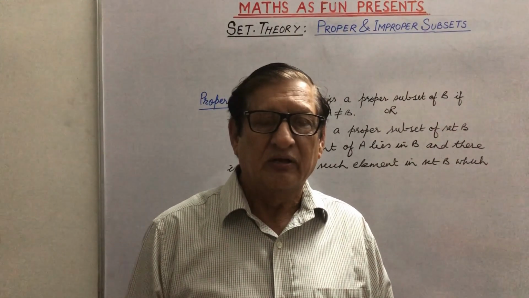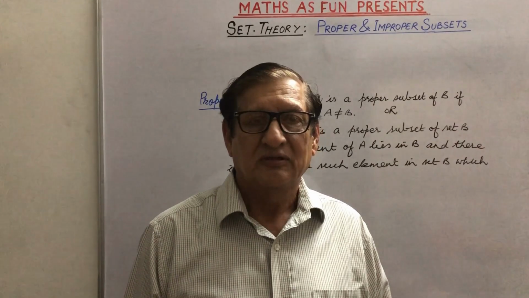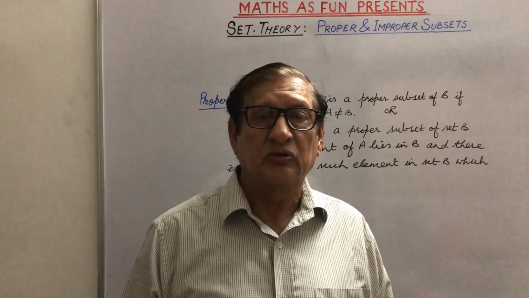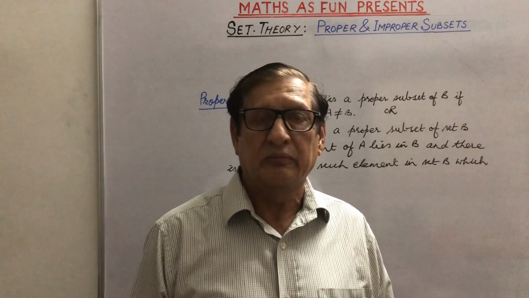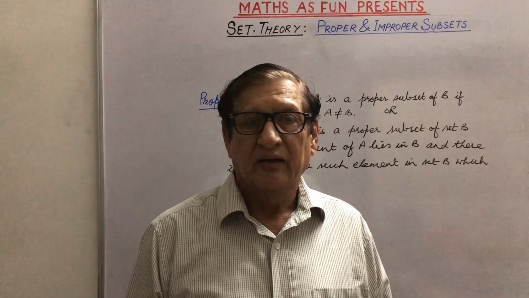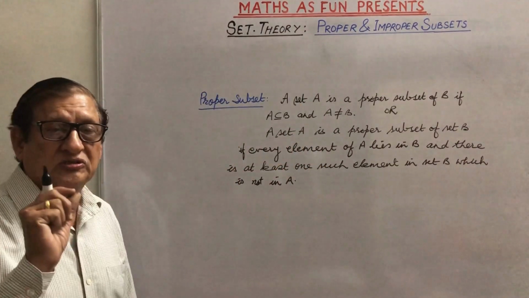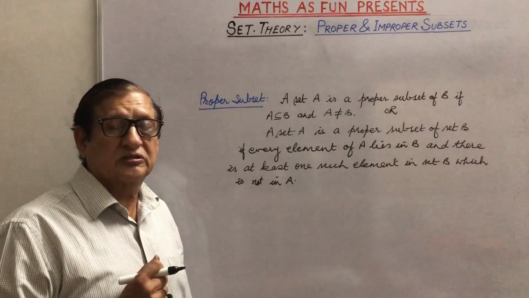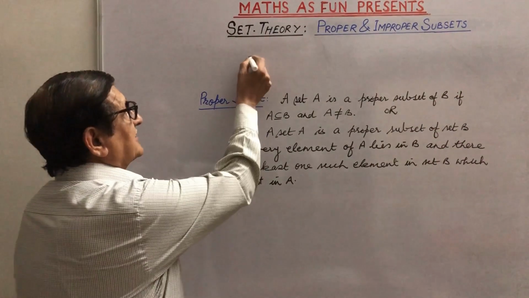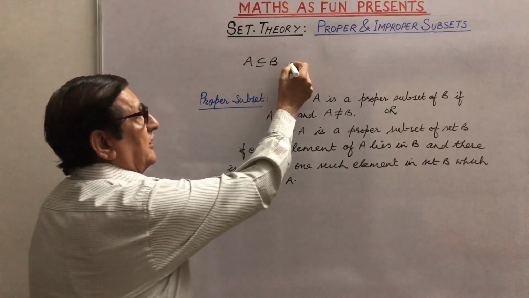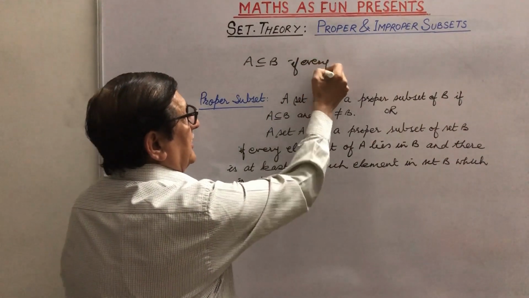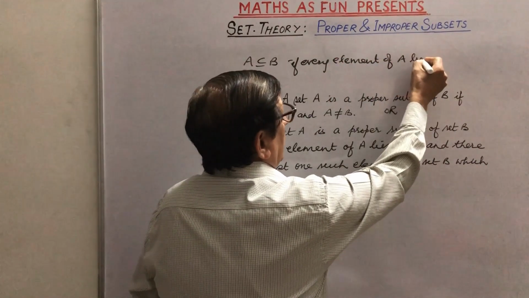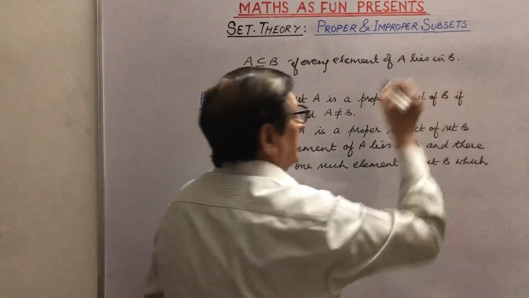In this video we will learn about the types of subsets, that is proper subsets and improper subsets. Also we will learn about universal set and comparable sets. We have already learnt about the subset of a set, that if there are any two non-empty sets A and B, then A is a subset of B if every element of A lies in set B.